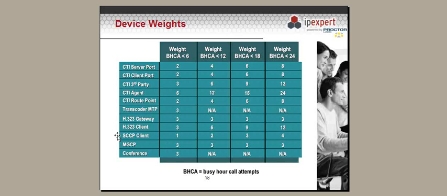Take for example here, the Skinny client. Assuming that we're in a very quiet location, he's only going to be receiving less than 6 calls in the busiest hour of the day. His device weight is 1. Compare that with Softphone, CTI port. His device weight is 2.